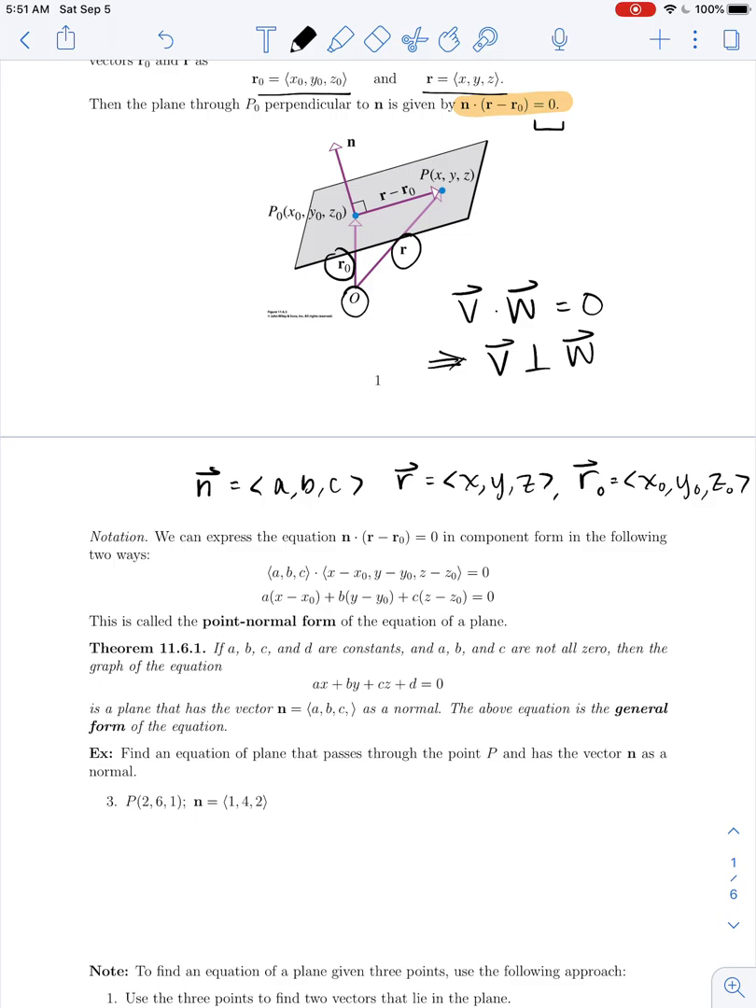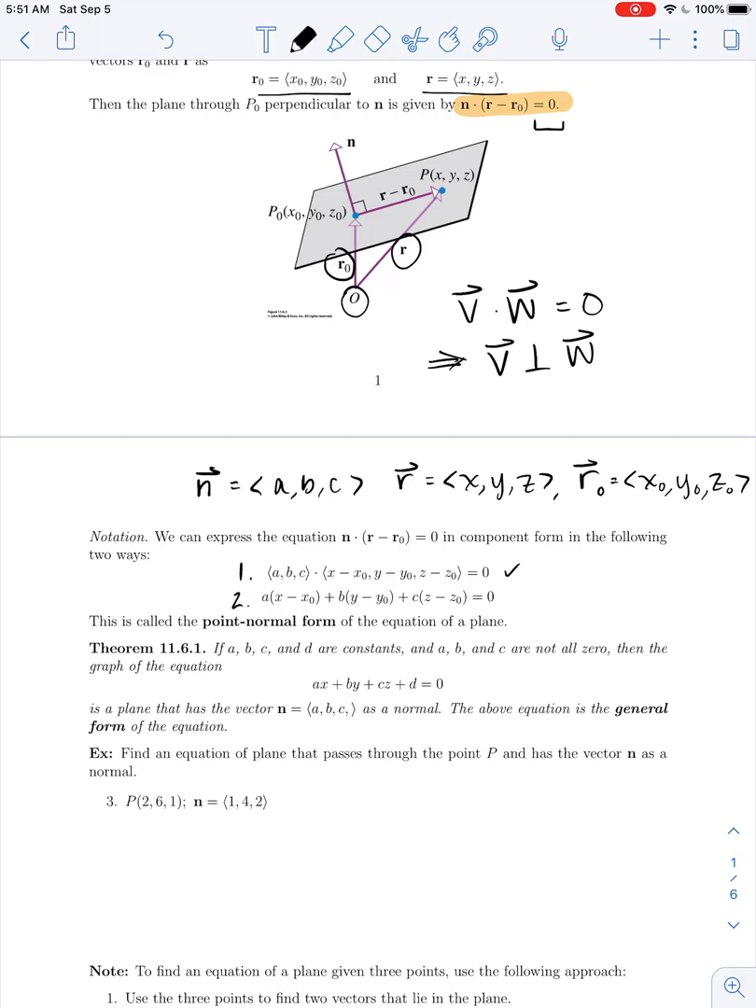And so what we can do is we can flesh this out and we can write it in component form. So in this first expression, we're just literally replacing n with a, b, c, r with x, y, z, and r naught with x naught, y naught, z naught. So this is the first way to express the equation of the plane in component form.